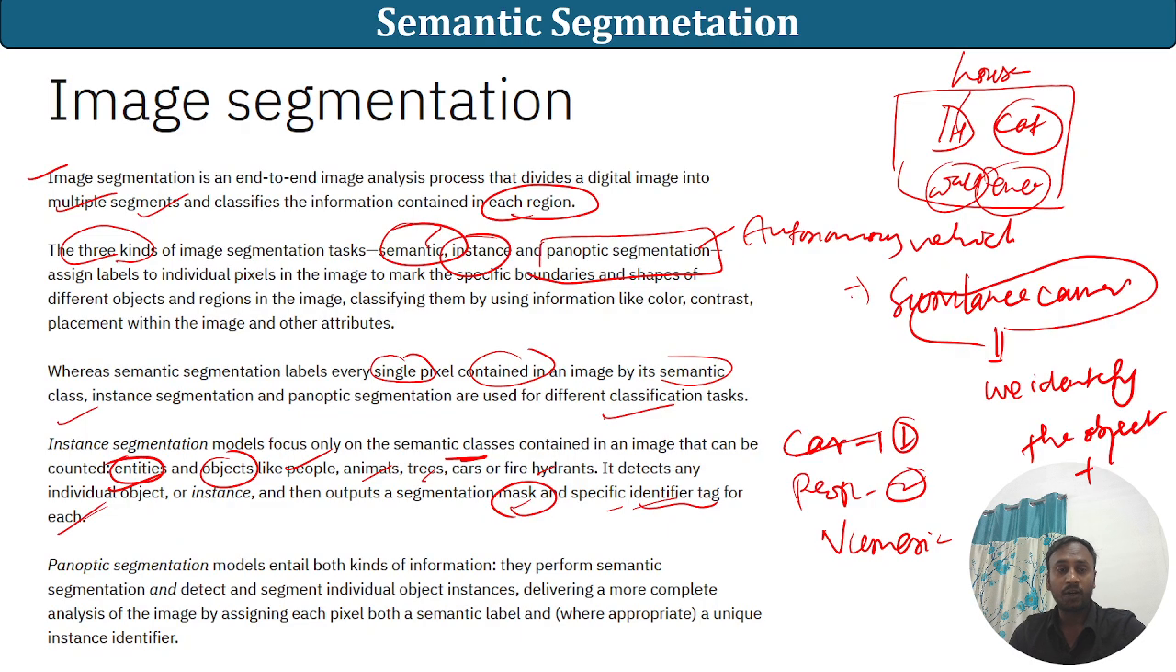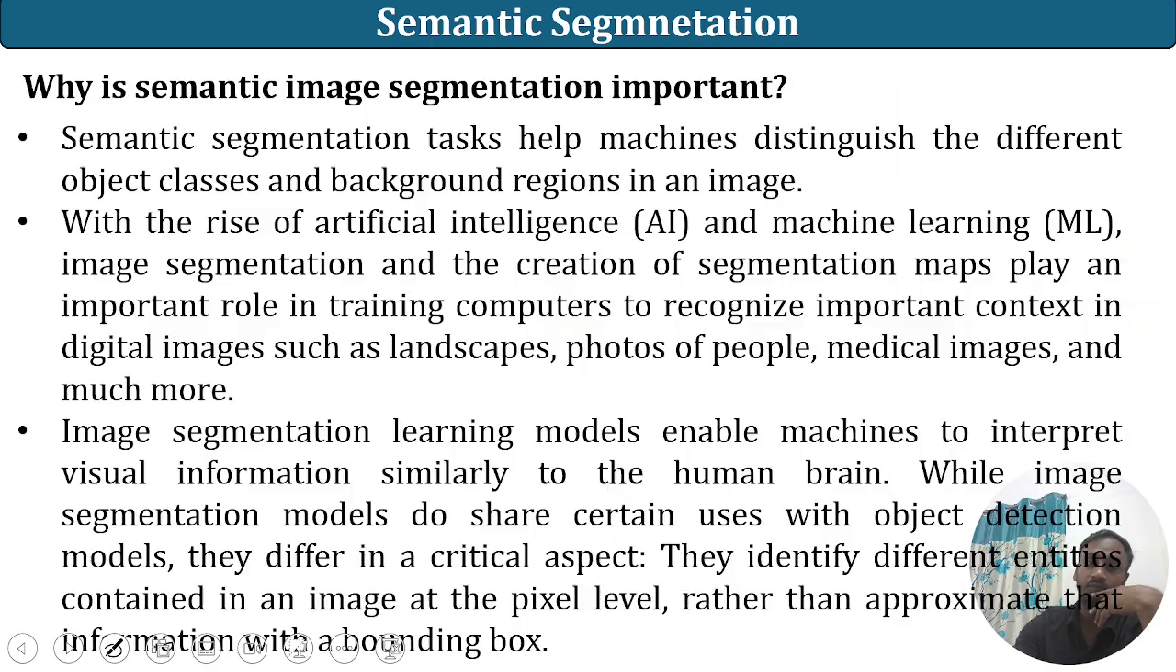Panoptic is a hybrid of both. Panoptic is actually both semantic and instance. So in that, we need to perform both kinds of information: semantic segmentation, and also our individual instances. It depends upon where our application is going to use it or not.